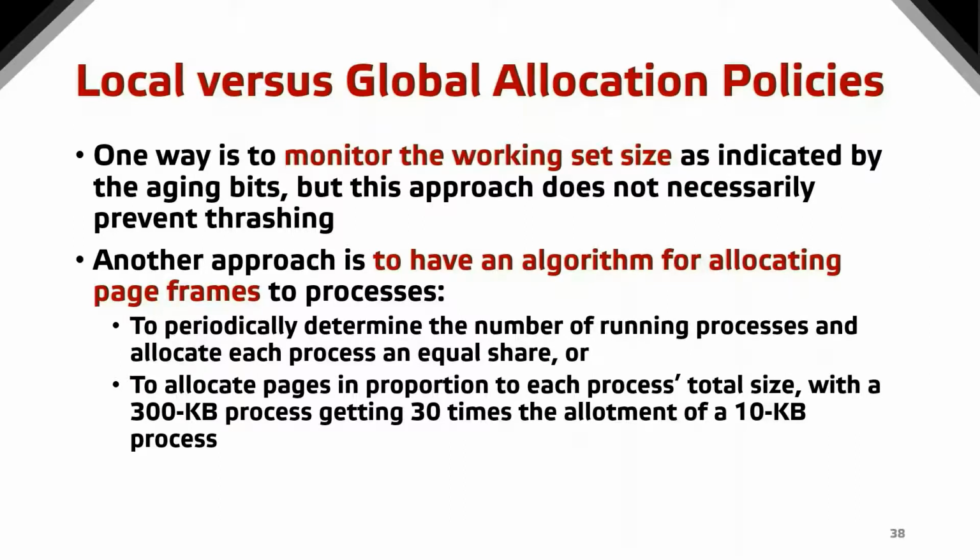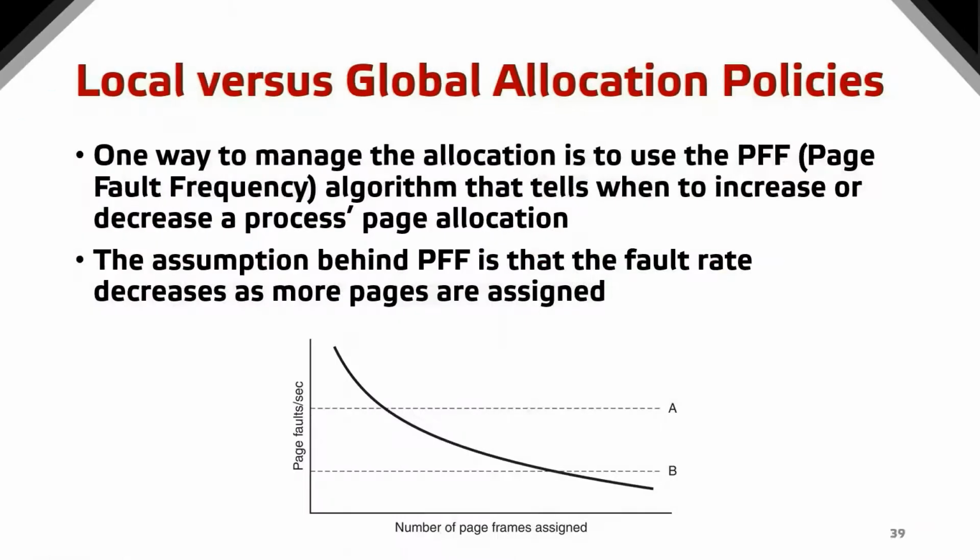Instead, pages can be allocated in proportion to each process's total size, with a 300 kilobyte process getting 30 times more than a 10 kilobyte process. It is probably wise to give each process some minimum number so that it can run no matter how small it is. If a global algorithm is used, it may be possible to start each process up with some number of pages proportional to the process size, but the allocation has to be updated dynamically as the processes run.